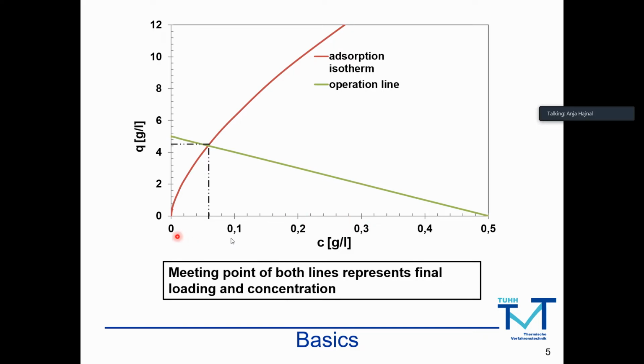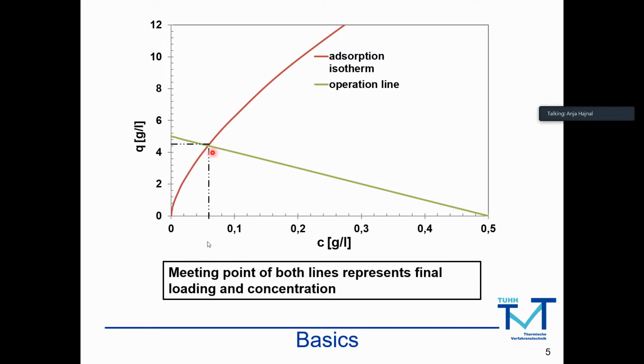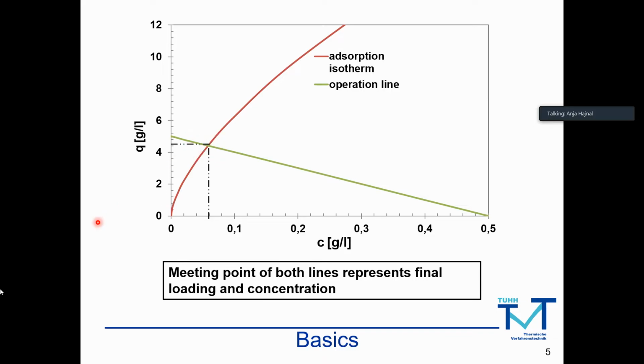Anyway, to get back, what I wanted to show you is that when you have an adsorption process, to know what the end concentration of our solute in the solution is going to be and what the end loading of our target compound on the adsorbent is going to be, we do this by simply plotting the adsorption isotherm versus the operating line from the equation that I previously showed you. And this meeting point represents the final loading and the concentration that we will have after equilibrium has been reached.